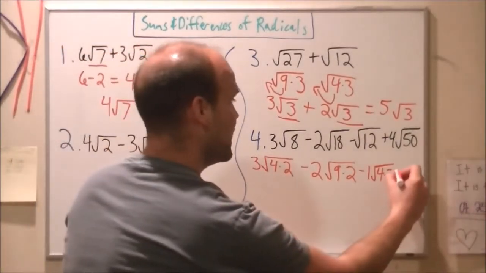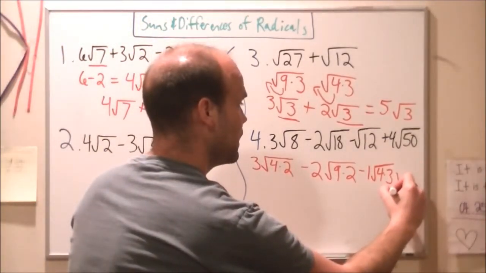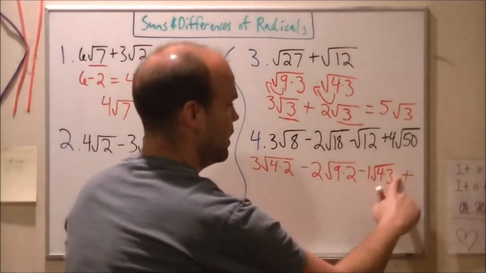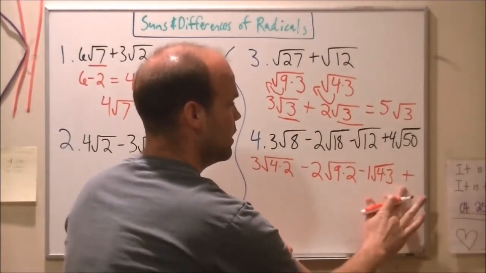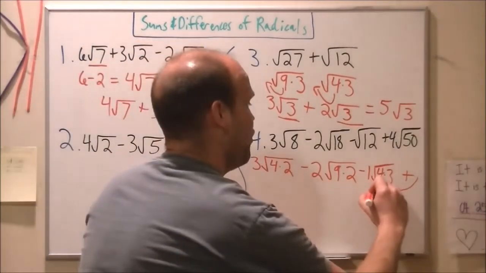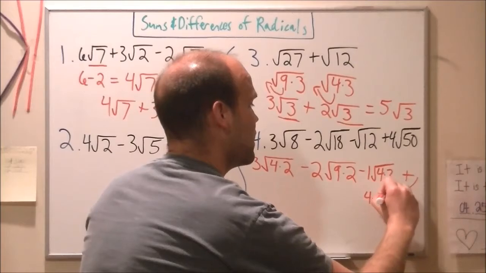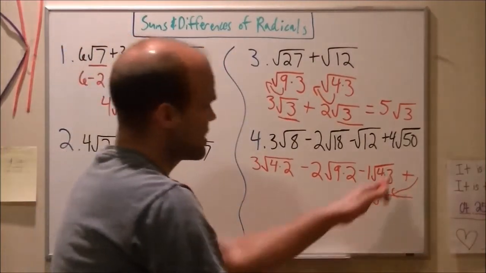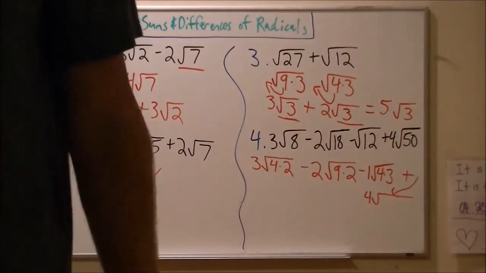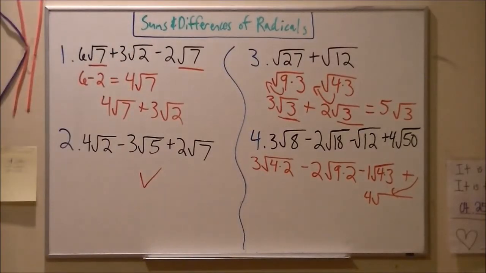Okay, I've run out of room, but I'm going to write this next term right down here. Plus, understood, plus, and I'm going to write it right down here, 4 square root of, okay, I need to ask myself, what are two factors of 50, one of which needs to be a perfect square to break this down further?